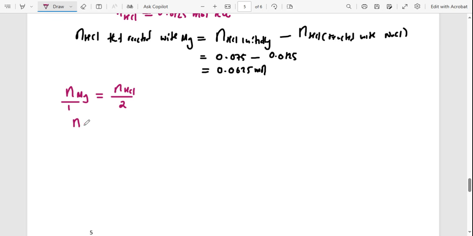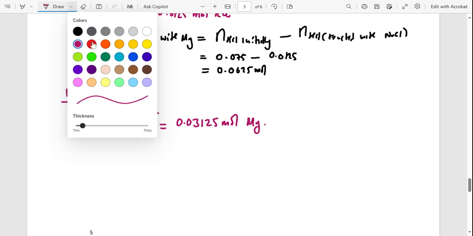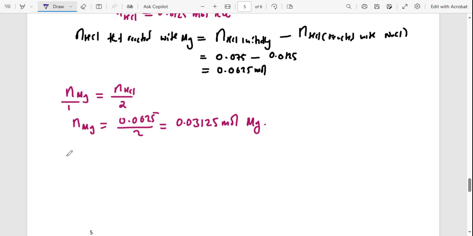So therefore the number of moles of magnesium is going to be equal to 0.0625 over 2, and let's see what that gives us. 0.0625 over 2 gives us 0.03125 moles of magnesium. So now let's determine the mass of magnesium that reacted. So the mass of magnesium that reacted is equal to number of moles times molar mass.